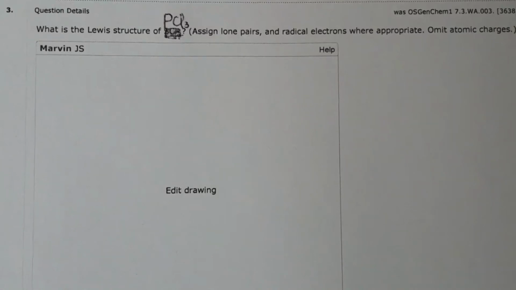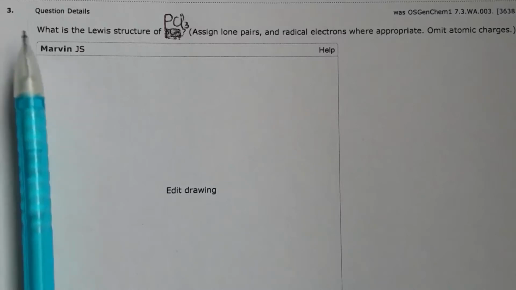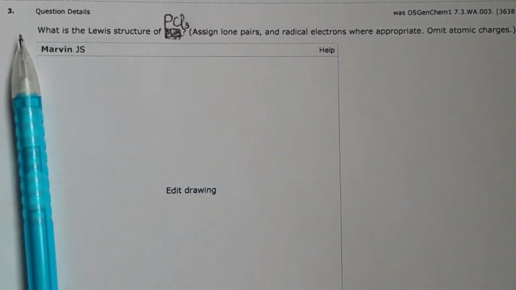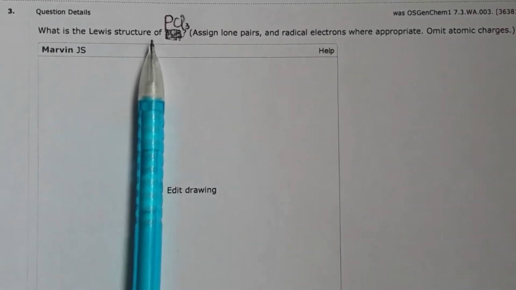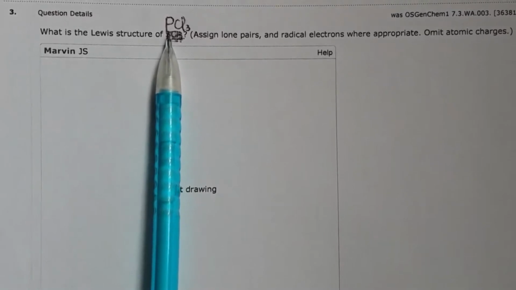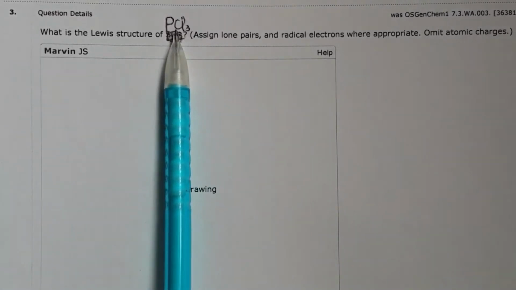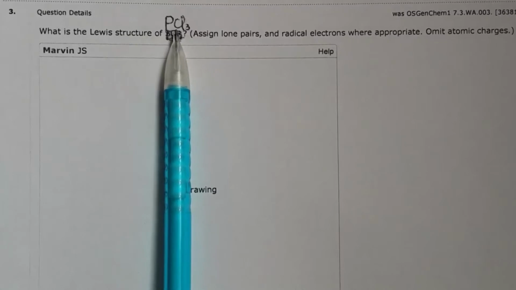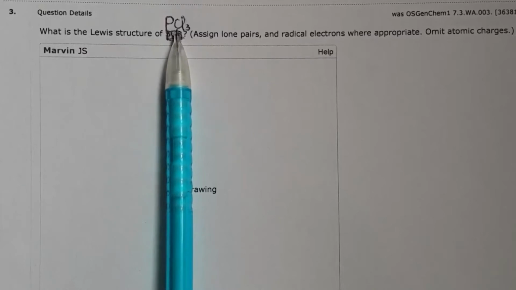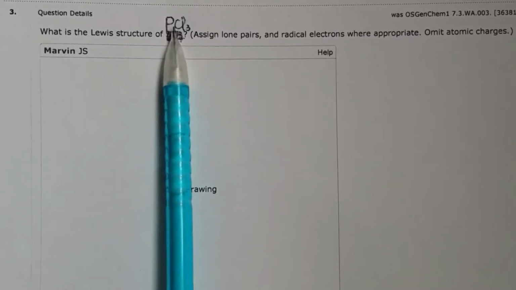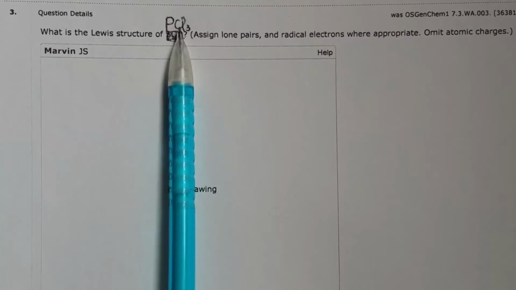Chapter 7, Lewis Structures, Homework Question number 3. What is the Lewis structure of phosphorus trichloride? So make sure you understand, if just the name is given, you have to be able to write down the formula of the chemical.